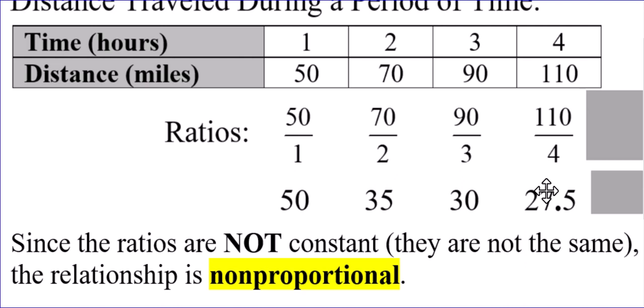Let me tell you something. Even if the first 2 or 3 ratios are the same and the last one is not the same, that still would not be good enough to call it a proportional relationship. That would still be non-proportional. So non-proportional is not just when every ratio is different. If any of these ratios are different than the others, that's a non-proportional relationship.